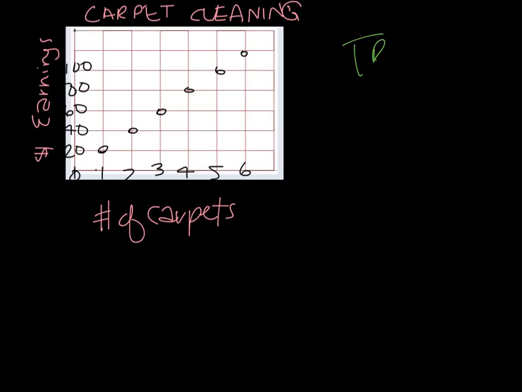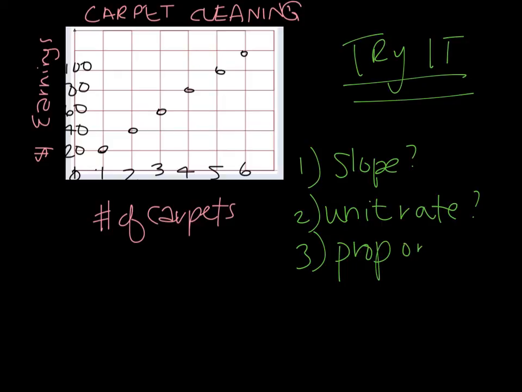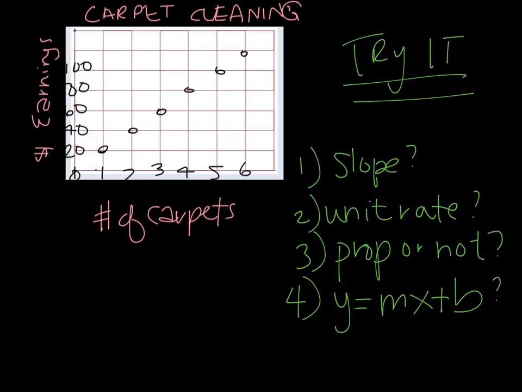Here is your try it. What I want you to do is first, tell me the slope, and then tell me the unit rate, and then tell me if it's proportional or not. And if it is, or if it isn't, write me the slope-intercept form of that line. Okay? I hope you have a great day, and I will see you tomorrow.